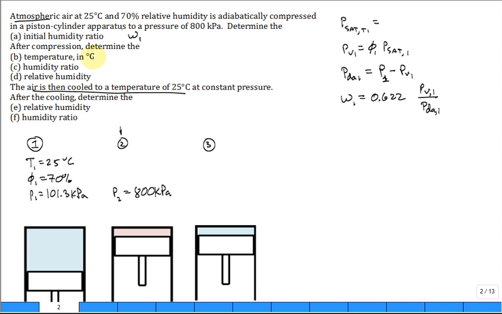For part B, what is the temperature in degrees C? So what's the temperature at state 2? Is it going to be greater than 25, the same as 25, or what? What do you expect? Greater. How are you going to calculate it? The whole chapter is ideal gas. The vapor behaves as an ideal gas. The dry air behaves as an ideal gas, and it's compressed from one pressure to another pressure.